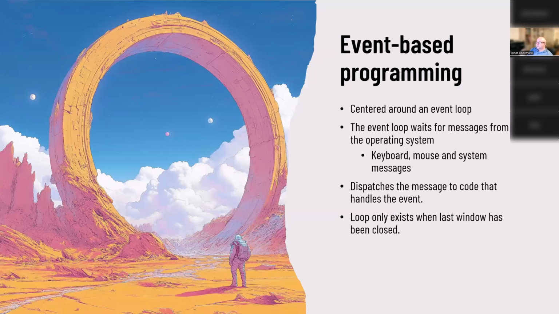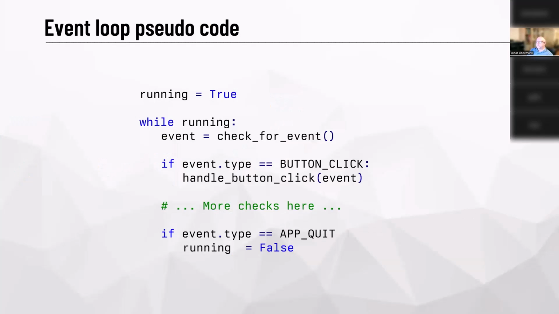So it checks, okay, are there still windows on the screen? Yes, then I continue looping. Has the user exited the program? Yes, okay, then we can exit the loop as well. So it's a single endless loop until you close the last window.